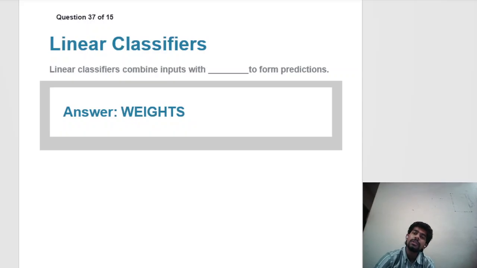Let's read the question. Linear classifiers combine inputs with dash to form predictions. The answer here is weights or biases. Linear classifiers form the foundation of all neural networks, even deep ones. Let's look at the bias role here. Bias allows the decision boundary to shift, not necessarily passing through the origin. Let's look at the next question.